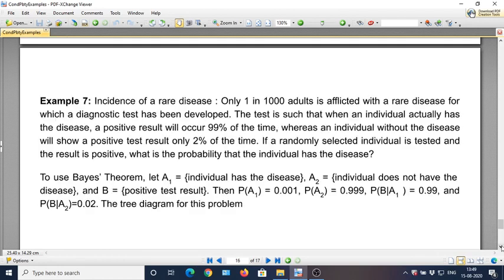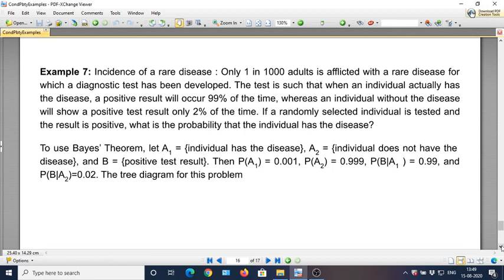Okay, now let's look at a last example. Let us assume that there is a rare disease and only 1 in 1000 adults are infected by it in a given population. Let A1 be the event that the individual has the disease. Then P of A1 is 0.001, and let A2 be the event that the individual does not have the disease. Then it is 999 by 1000 or 0.999.